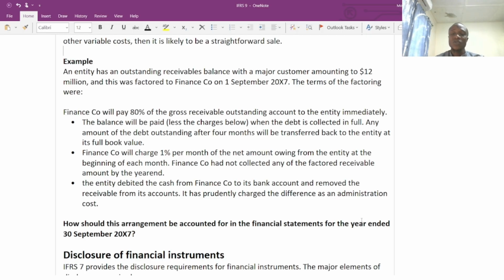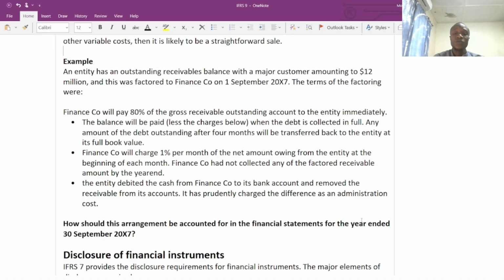So if there is a risk, if the debt will be transferred back to the company, it means the risk and reward is still with the company. The risk of bad debt is still with the company. So this is an indication of this factoring to be treated as a financial liability. Finance Co will charge 1% per month, which is fine. Don't worry about that. This is how we are going to calculate the components that the factor will benefit from.